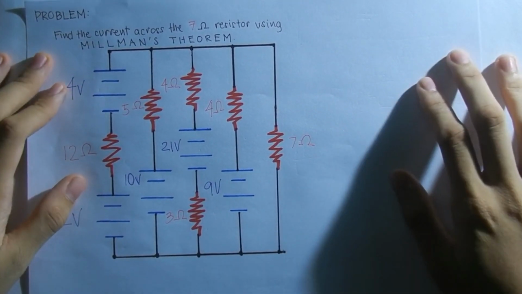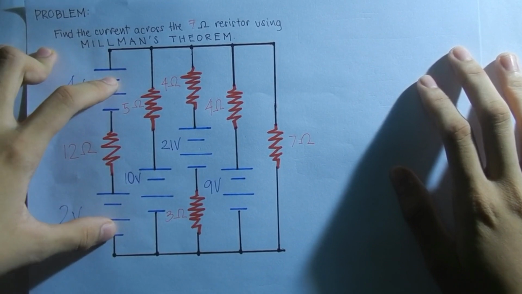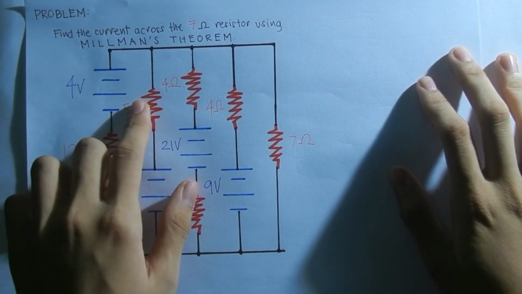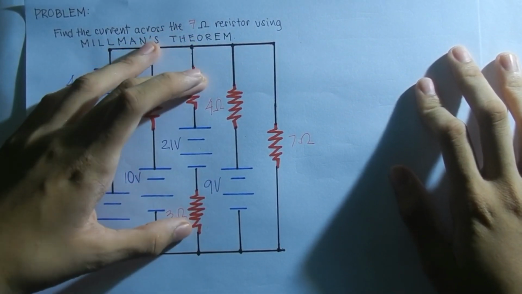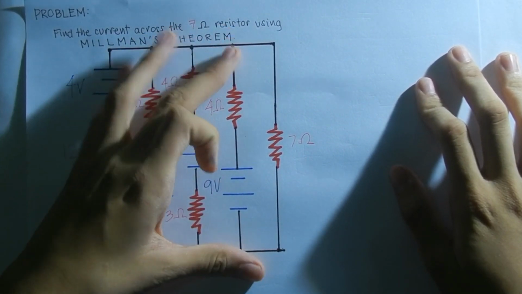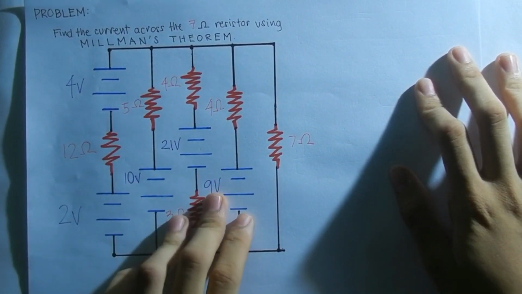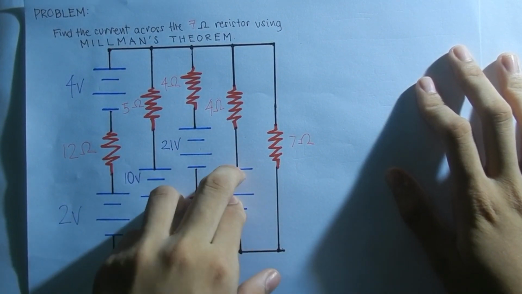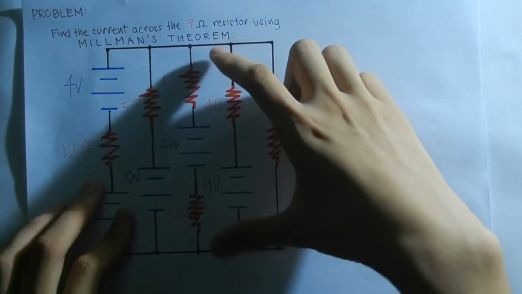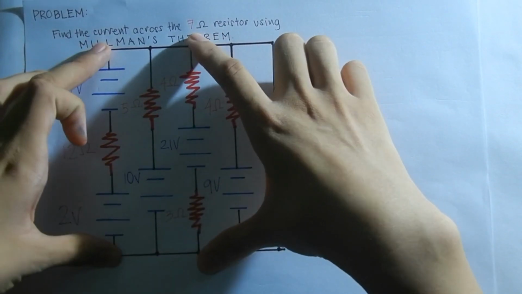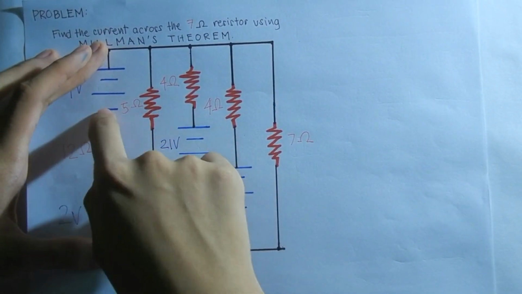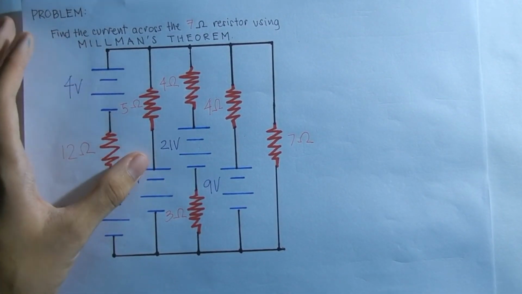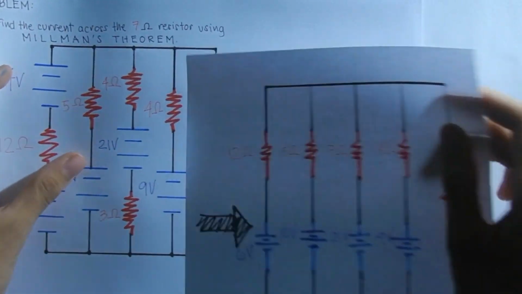So we can see in this branch we have 2 voltage sources. This branch is okay because we only have 1 voltage source and 1 resistance. In this branch we have 2 resistors. This 4th branch is okay because we already have 1 voltage source and 1 resistor. But in these branches we have multiple voltage sources and multiple resistors. So we can still simplify this circuit into a simpler one.